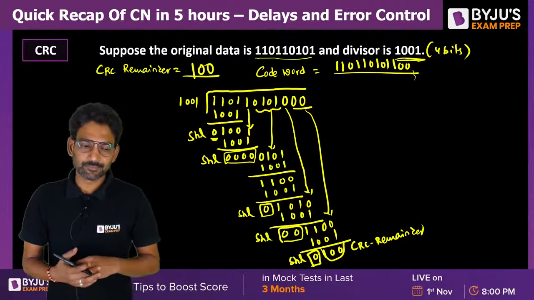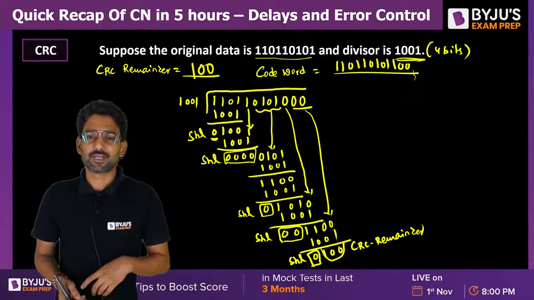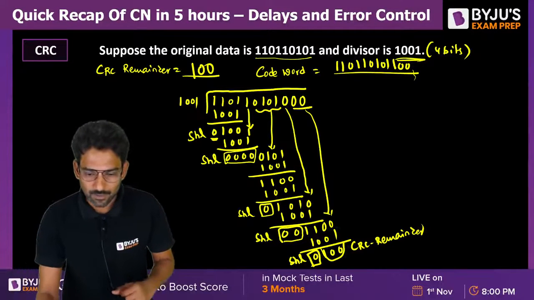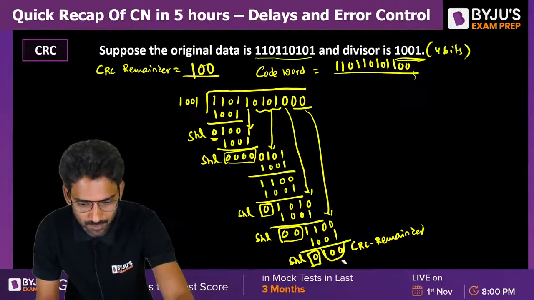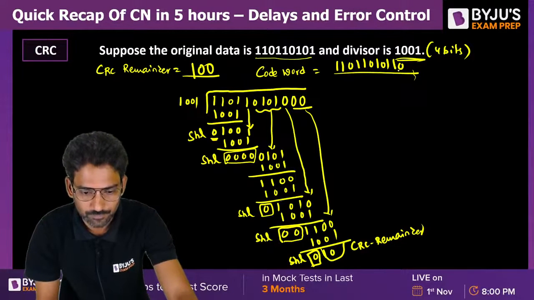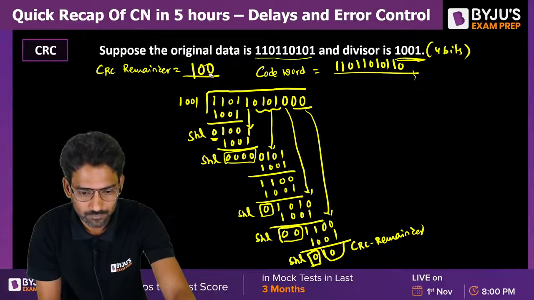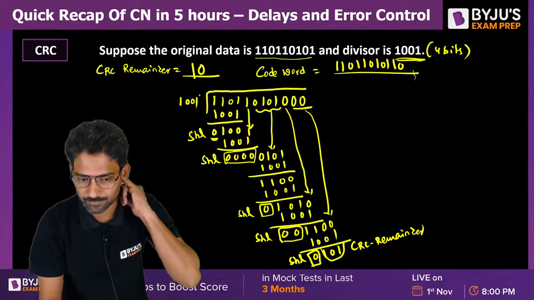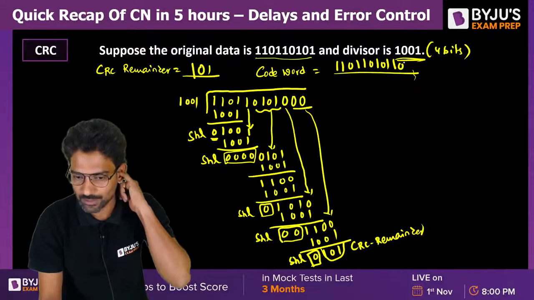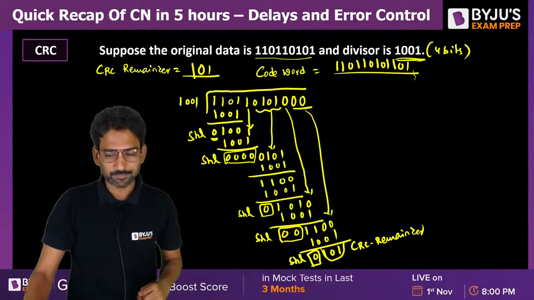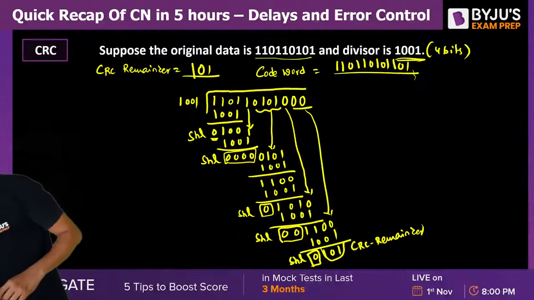Understood everyone? Understood everyone or not? Yeah. Sorry. It is 1 0 1. When you do 0 1 XOR, it would be 1 0 1. Everyone understood the procedure?